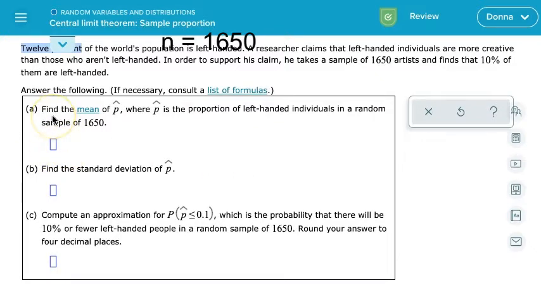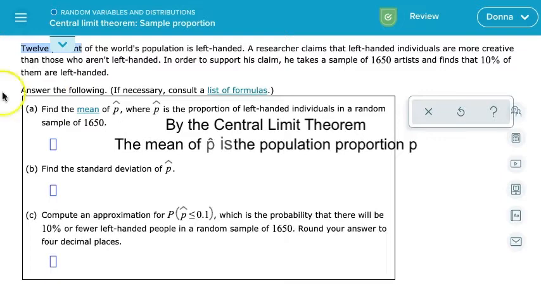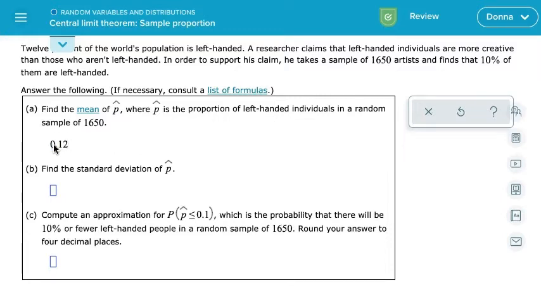The first question asks to find the mean of the p-hats. That's the sample proportions of size 1650. What's the mean of those? Well, it turns out the mean of the p-hats is always equal to the population proportion, that 12%. So the population proportion is 12%, which we can write as 0.12. That will always give you the mean of the p-hats.